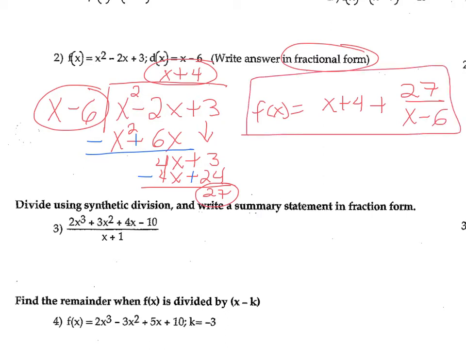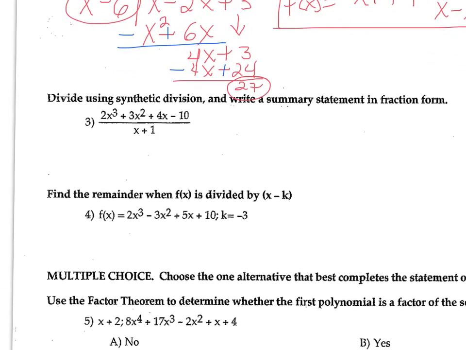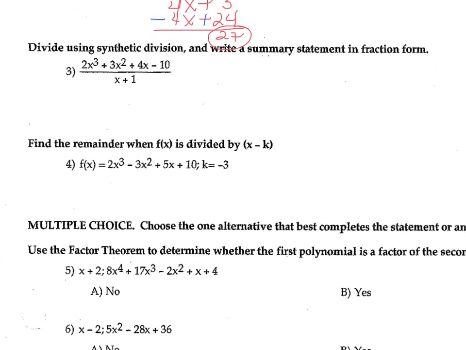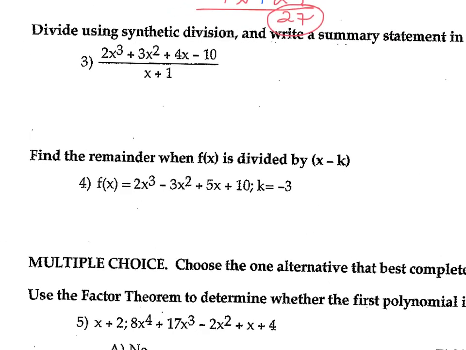Now problem number 3, synthetic division. You want me to go over synthetic division, or are you okay with that? Yes, synthetic division. So you get the coefficients, which are 2, 3, 4, and negative 10. Notice that you have to check that they go in descending order, 3, 2, 1, and 0 on the exponents, okay?